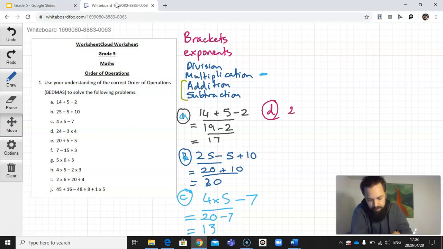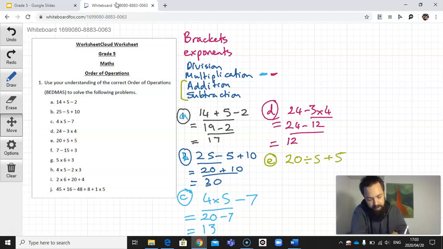So D was 24 minus 3 times 4. Multiplication comes before addition and subtraction, so that's what we're going to start with. Leave my 24 alone. 3 times 4 is 12, and I have 24 minus 12, which is 12. Divided by 5 plus 5. So we start with division because division comes before addition. 20 divided by 5 is 4 plus 5, 9.